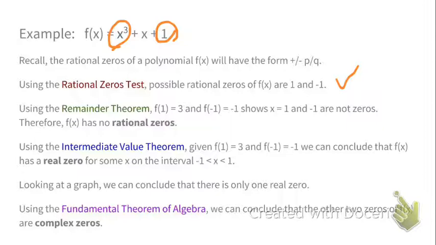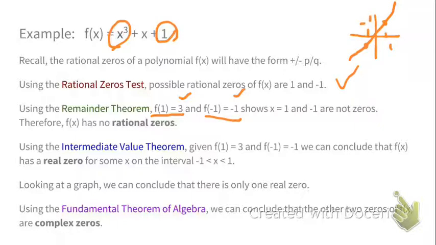Now you could test them by plugging them in. And if you plug 1 and negative 1 in, you get neither one equals 0. So you know those aren't zeros. So that means this function has no rational zeros. But when you use the intermediate value theorem, you notice that when you plug in 1, you get a positive number. So you get 1 comma 3 and negative 1 comma negative 1. That means there has to be some zero on this interval between negative 1 and 1.